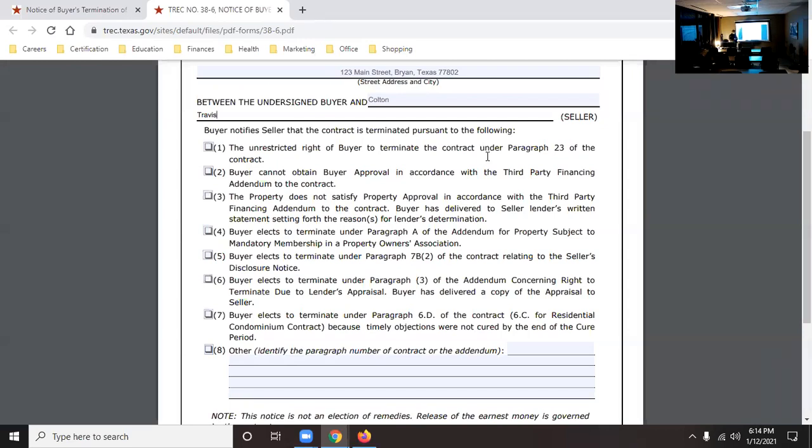Number 7, buyers elect to terminate under paragraph 6D of the contract or 6C on the condominium, because timely objections were not cured at the end of the cure period, so they back out. So if there are title issues and they were not fixed, they can back out. Okay? And of course, you have other, which is under paragraph number of the contract or the addendum. Now let me tell you, there are not many outs other than the ones that are already stated.